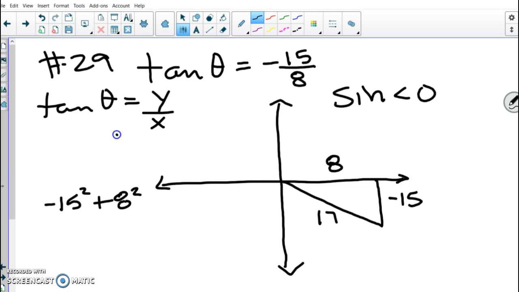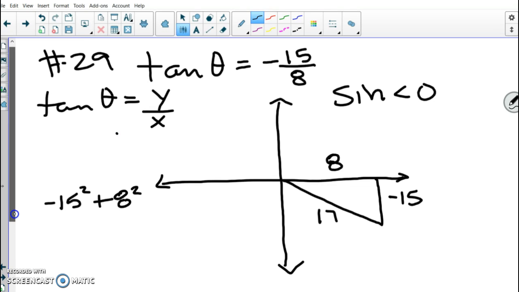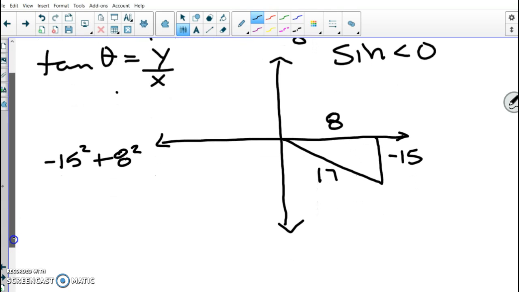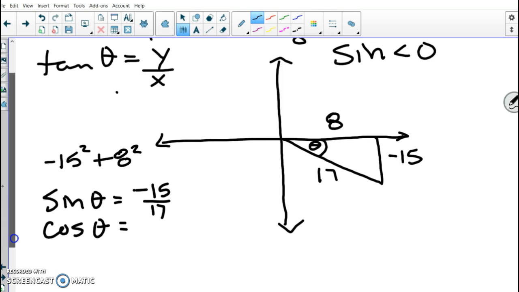Now it's the easy part. We've got the tangent. We can figure out the sine quickly. We're looking at this reference angle. So the sine of theta, opposite over hypotenuse, is negative 15/17. Cosine is the x, adjacent over hypotenuse, 8 over 17. The tangent we were given.